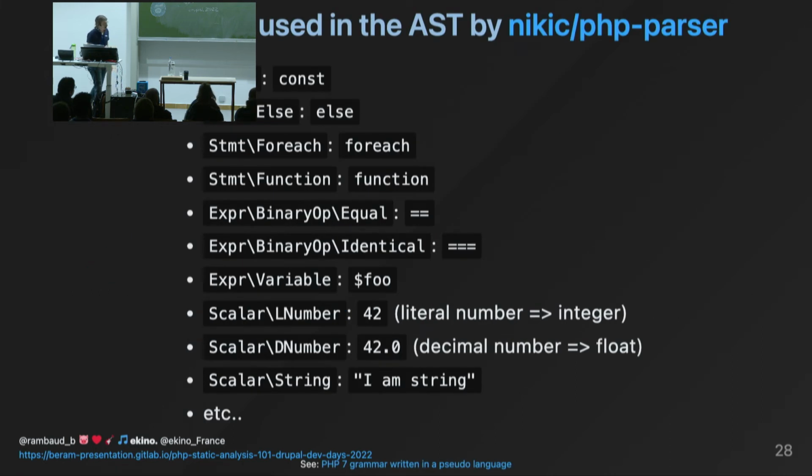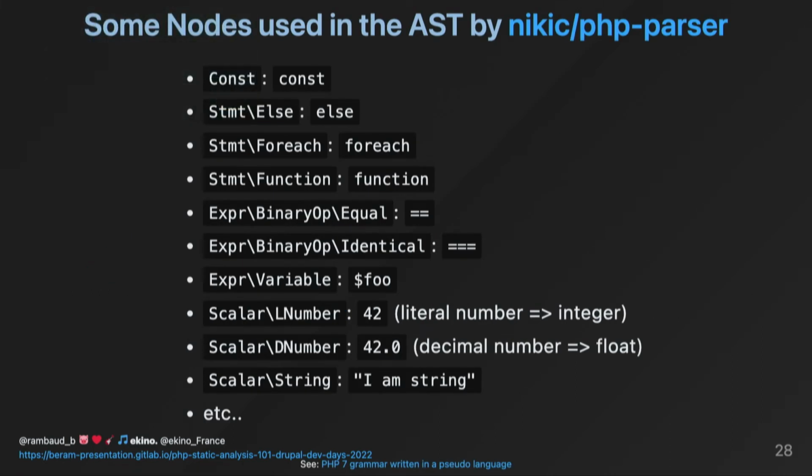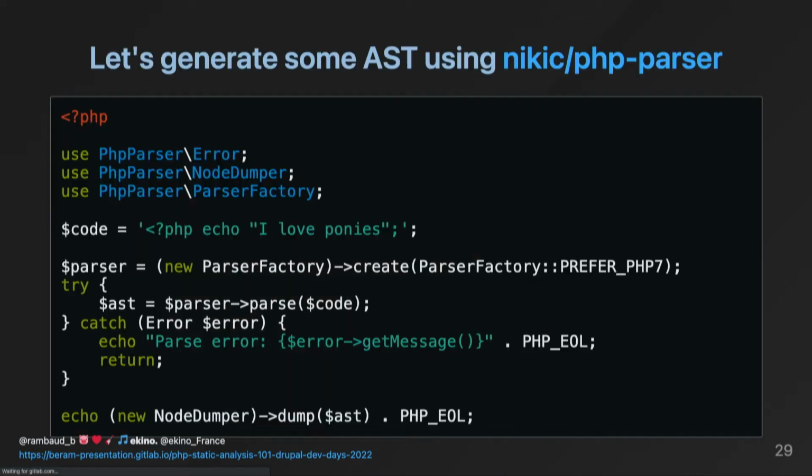It has some nodes. We have a tree, so we need nodes. And you can see that I think some of these names already talk to you. You know what a foreach is, an equal, something like that. So it's nothing really fancy. And to generate the AST, we are just going to use this code. It's just as simple. All the things we are going to see after that, it's just this. It has everything we need.